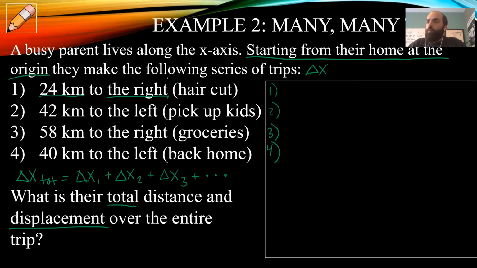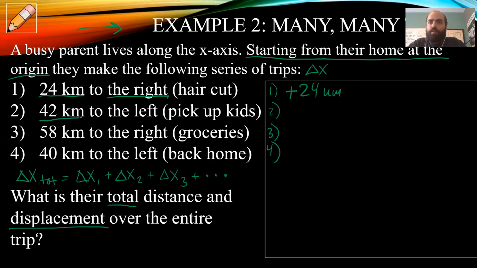Because displacement is how far you moved and in what direction, we want to think about, did we move to the right or to the left? And is that positive or negative? If we're moving to the right, that's along the positive x-axis. That's in the positive direction. So that's a positive 24 kilometers, right? 24 kilometers to the right. So the plus sign means that it's to the right.